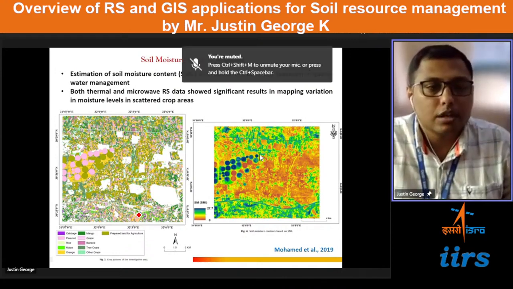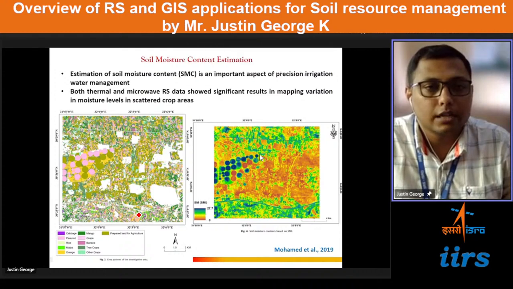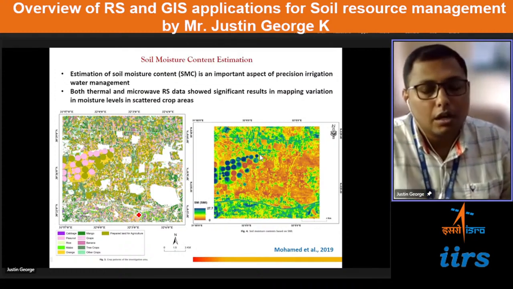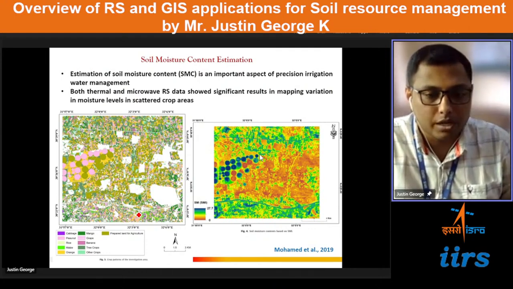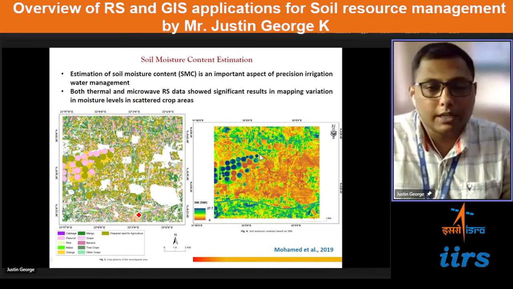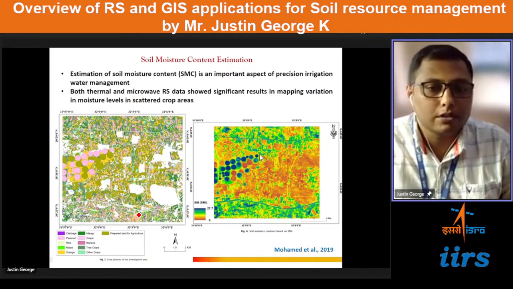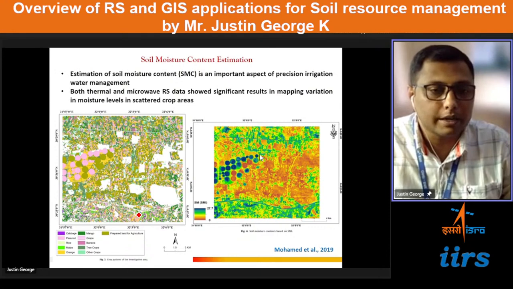So people have used both thermal as well as microwave remote sensing data. They are widely known to show significant results in mapping the variation in moisture levels, especially in the case of scattered crop areas. There are n number of literature available related to soil moisture estimation using microwave as well as thermal data. So if someone is interested, you may go through all these things. It's available in the open domain also.